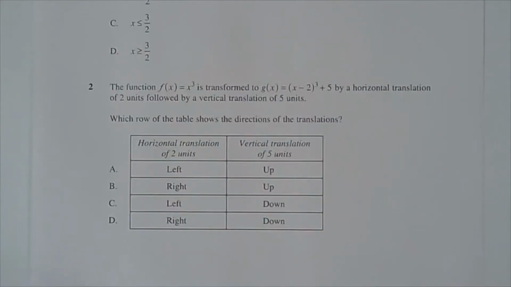Question 2. The function f of x equals x cubed is transformed to g of x equals (x minus 2) all cubed plus 5 by a horizontal translation of 2 units followed by a vertical translation of 5 units. Which row of the table shows the directions of the translations?